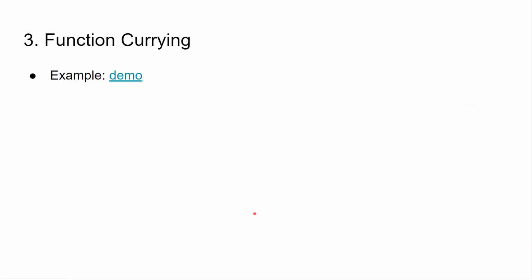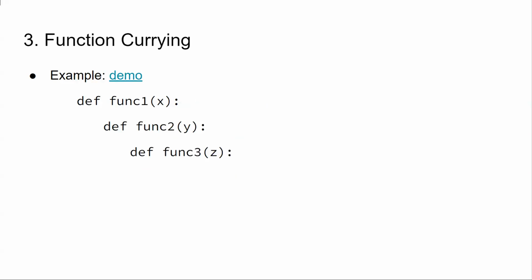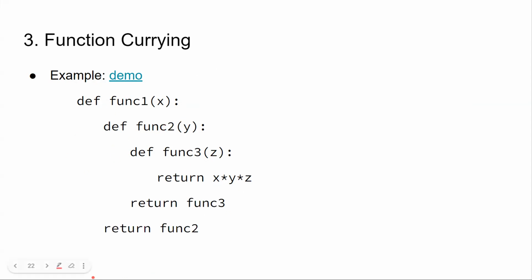Yeah, so this is an example. Define f1 with x, define f2 with y, define function 3 with z, and I multiply them all together, and then return function 3, return function 2. So this is an example of a higher order function, and we have a demonstration of how that works.